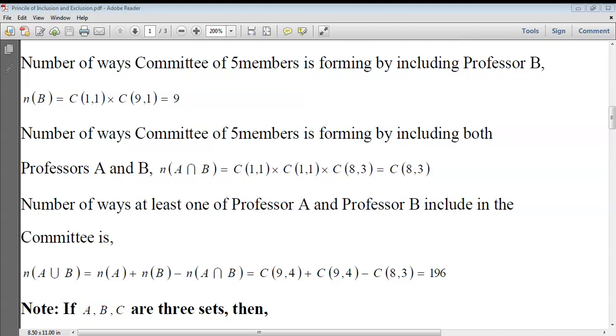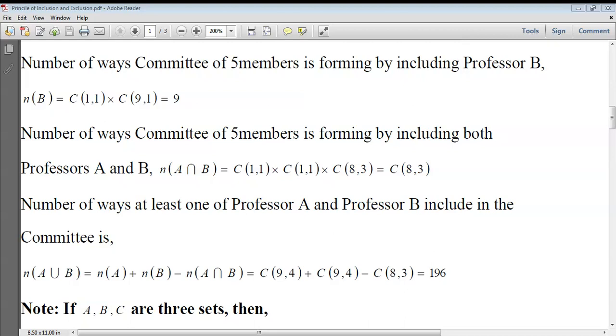And the third chance is forming a five-member committee by including both Professor A and Professor B. So you need to fill five blanks. Out of them, one blank is Professor A. His chance is 1C1, and the chance for Professor B is 1C1. And you need to fill three other blanks with the help of eight members. So the chances for filling the other three blanks is 8C3. So the answer is 1C1 into 1C1 into 8C3. So the final answer is 8C3.